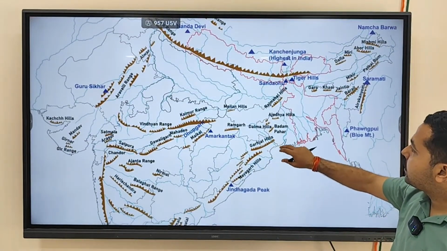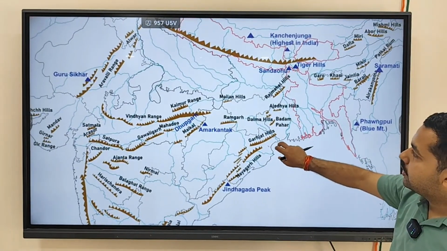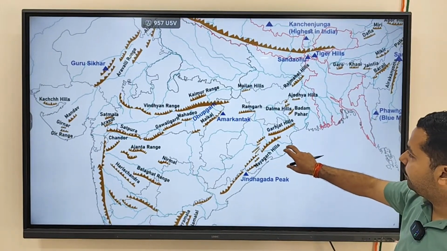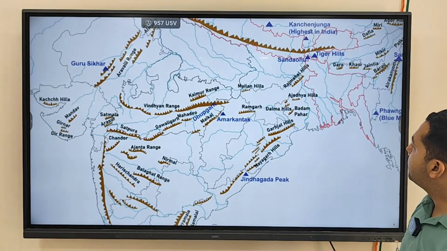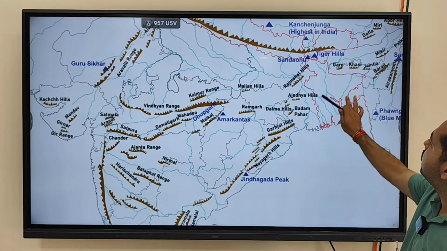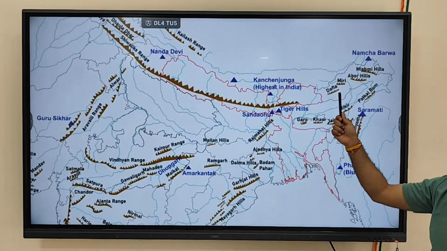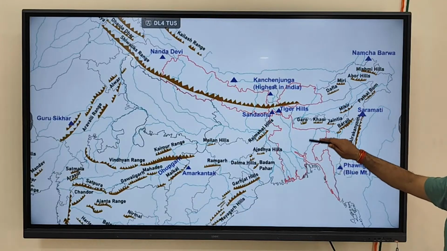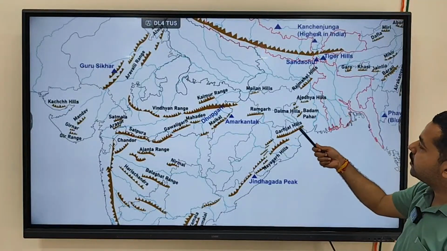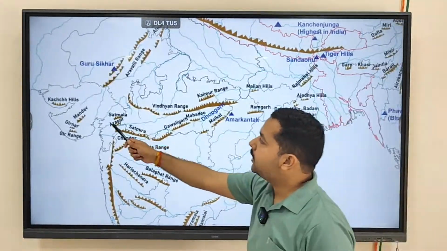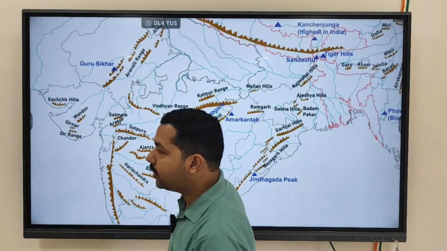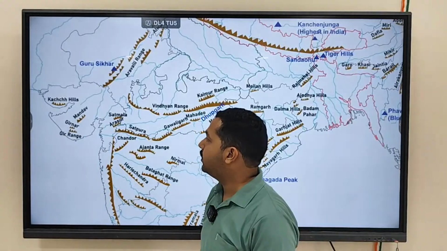Now you write some important mountain ranges. Some important mountain ranges. So here you find, okay, which one? We have discussed this one, no? Himalaya, Dafla, Miri, Abor, Mishmi, we have discussed that. Garo, Khasi, Jaintia, we have discussed that. Now, Rajmahal Hills, we have discussed. Garhjat Hills, we have discussed. Here you write Kutch Hills and Girnar Range, in Gujarat.